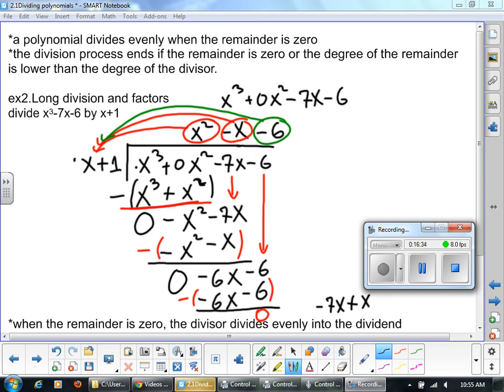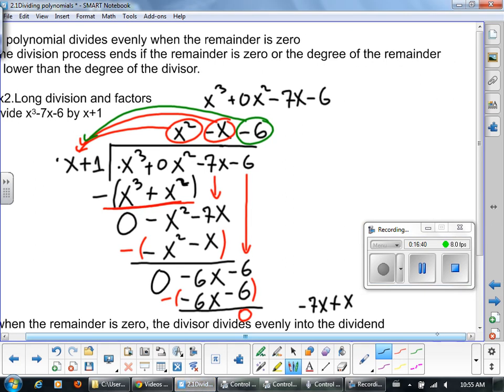So now we're going to write it as a division statement. And I'm going to use the simpler division statement. So I'm going to write that our original big polynomial, so x to the power 3 minus 7x minus 6, is equal to our answer, x squared minus x minus 6 times x plus 1. Does that make sense?